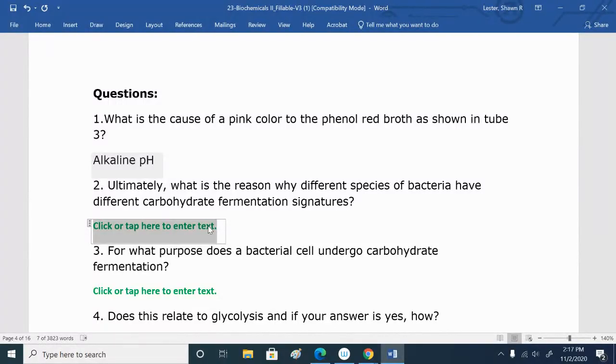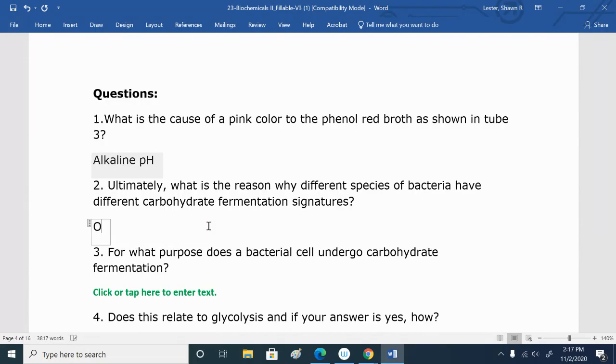Because of their oxygen requirements. Right, that's one possible explanation, right? Oops. I'll correct that. Requirements. And also, when it comes to being able to use carbohydrates, what specifically do the bacteria need?